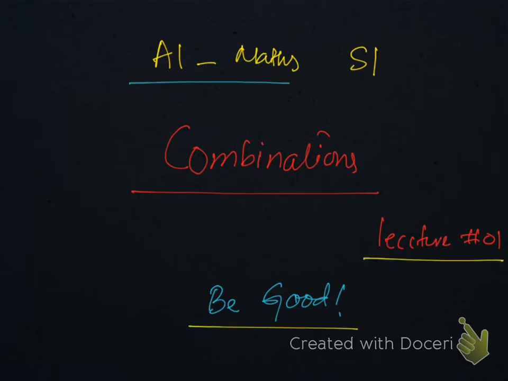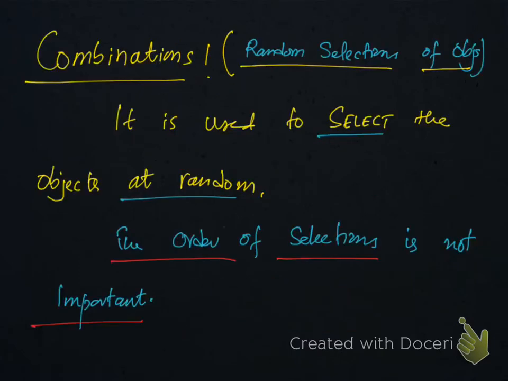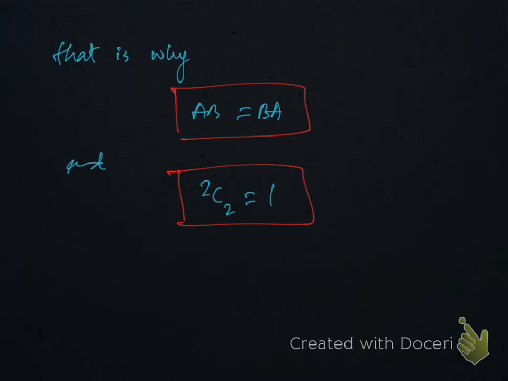Lecture 1. We should be good with others. Combinations. Combination means random selections of objects. It is used to select the objects at random. The order of the selection is not important. So in combinations, the order of the selection does not matter. That is why AB is equal to BA and 2C2 is 1.